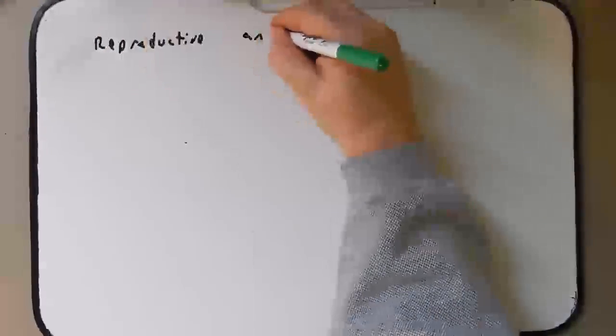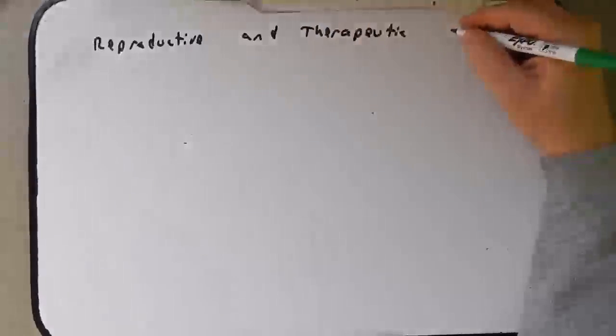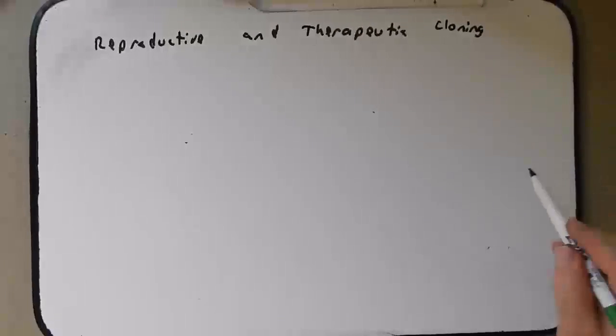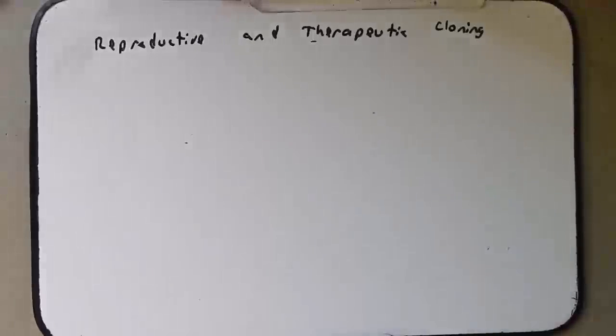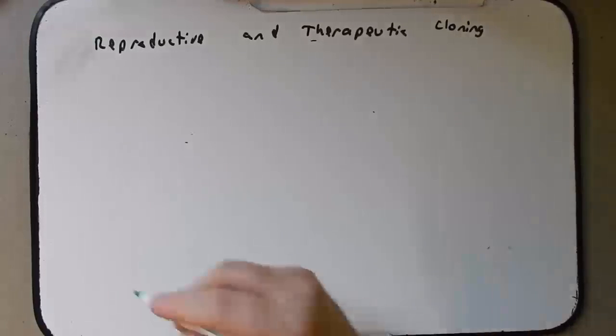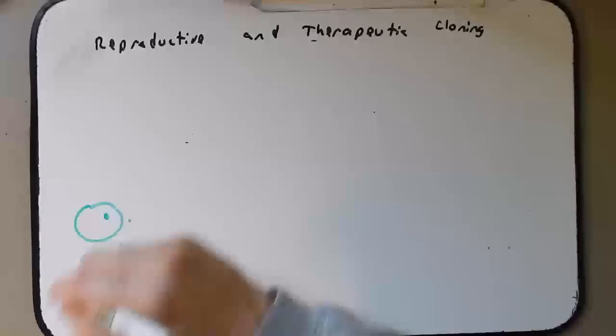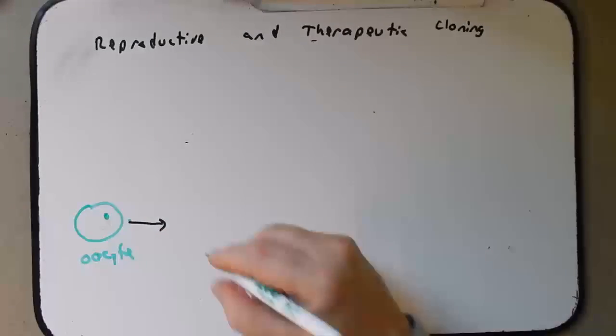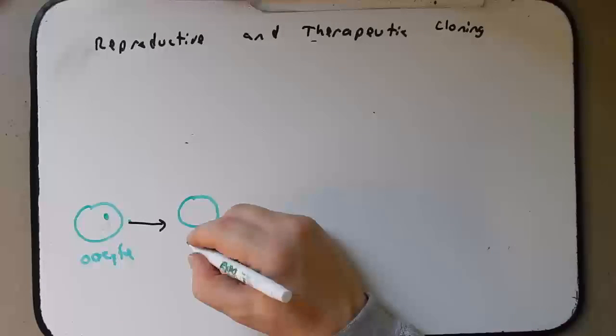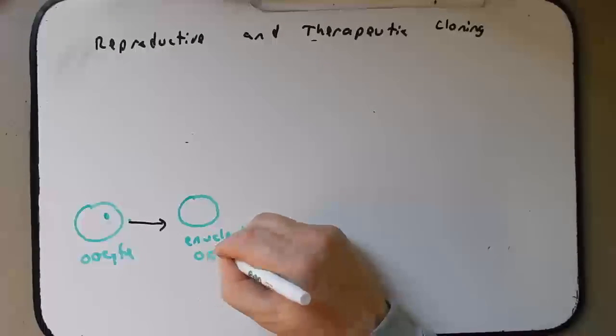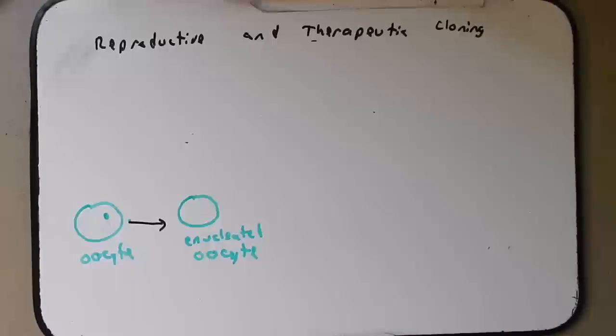Now I want to talk about these two terms, reproductive and therapeutic cloning. Often I hear in the media these two terms used interchangeably, but they're very different. So let's talk about them and how they could potentially be used. In both cases, you take an oocyte that contains a nucleus. The nucleus is removed, so you have an enucleated oocyte. At this point, this oocyte could not be fertilized and become an embryo.